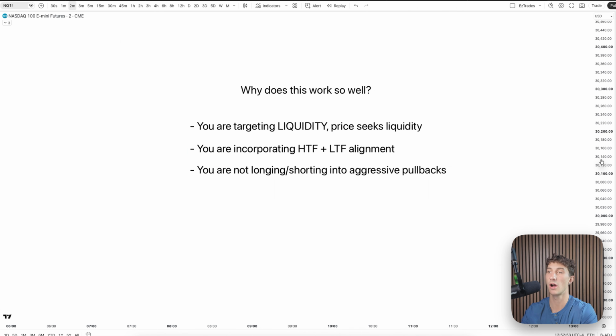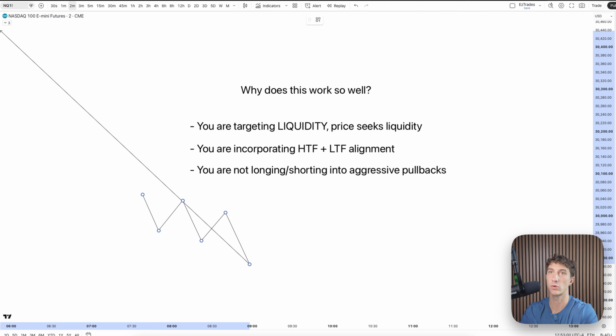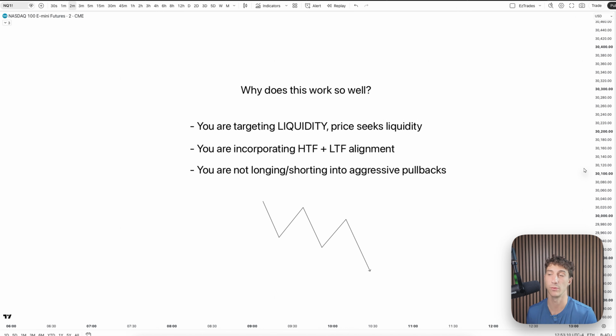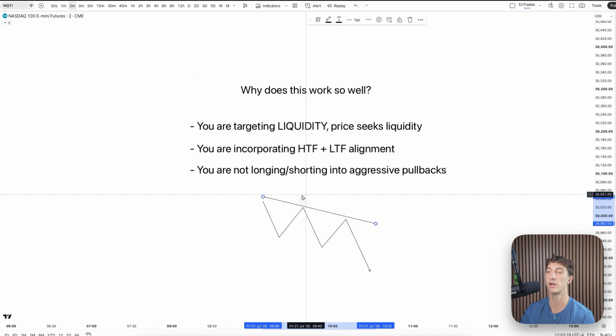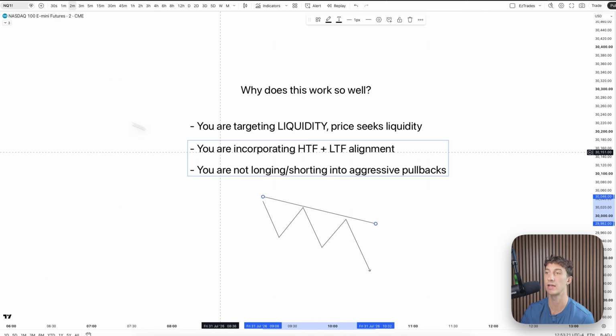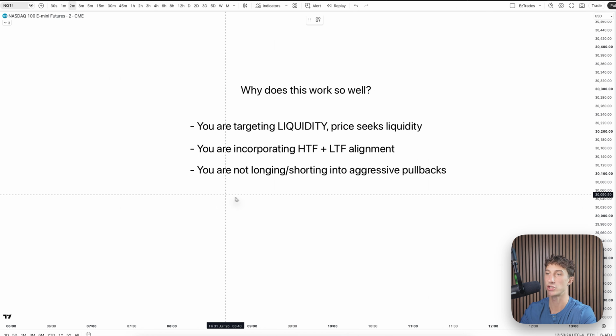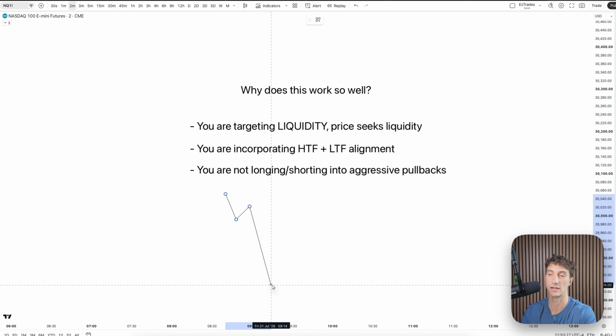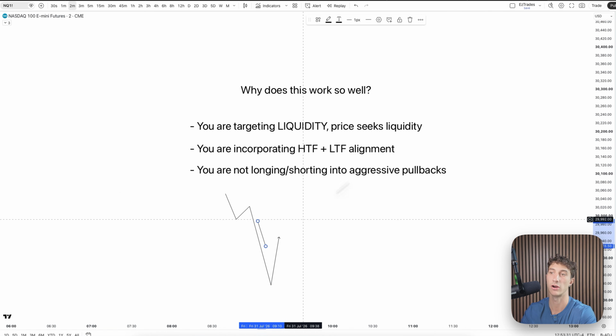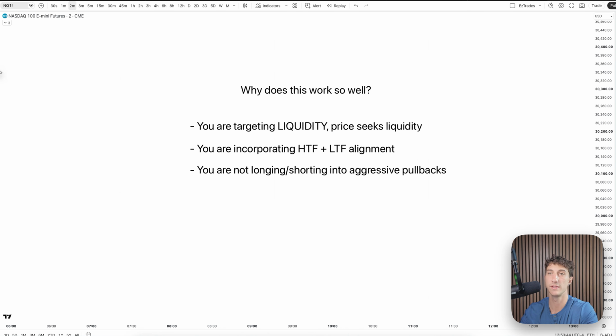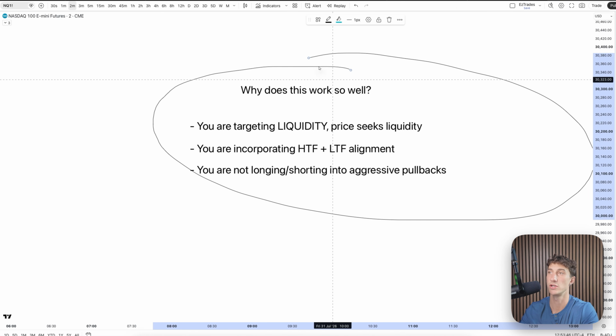And finally, you are not longing or shorting into aggressive pullbacks. By nature, when you have low resistance liquidity, you have a corrective pullback. Now, we can also get into the Elliott wave theory, which I'm not going to jump into because I don't really use that. But when you are engineering this liquidity, you are by default longing into a corrective pullback. You're never going to be catching a falling knife, something like this, and looking for a long, because if you were, there would be no low resistance liquidity to target. It would just be a falling knife. So because of these 3 main reasons right here, this strategy works extremely well.